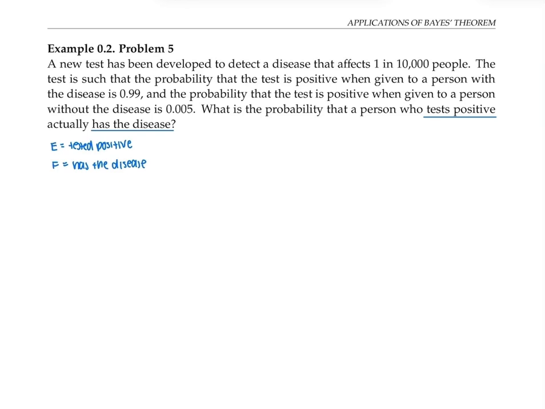Now let's write out our formula to see what information we need to find. So the formula is P of F given E equals P of E given F times P of F, over first the same expression, so P of E given F times P of F plus P of E given the complement of F times P of the complement of F.